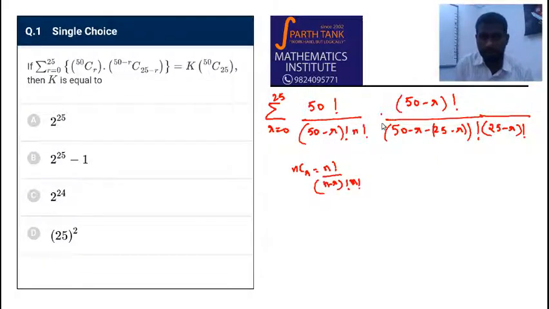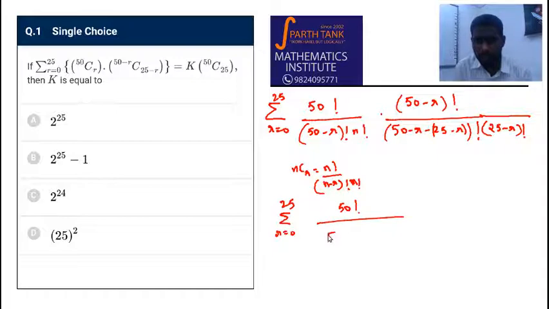Now just pay attention to the terms and you will see that this is 50 factorial by the (50 minus r) factorial, and (50 minus r) factorial can be cancelled away. So I get r factorial. Here I get 50 minus r minus 25 plus r, or just 25 factorial, and then here I get (25 minus r) factorial.